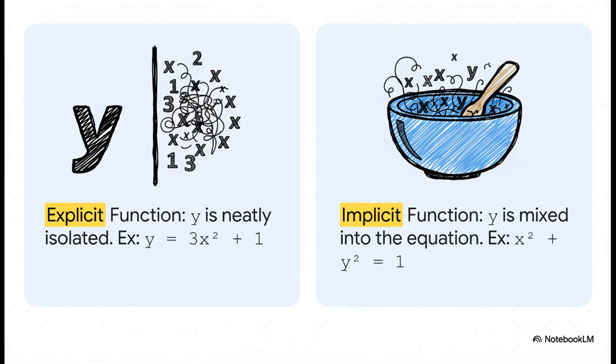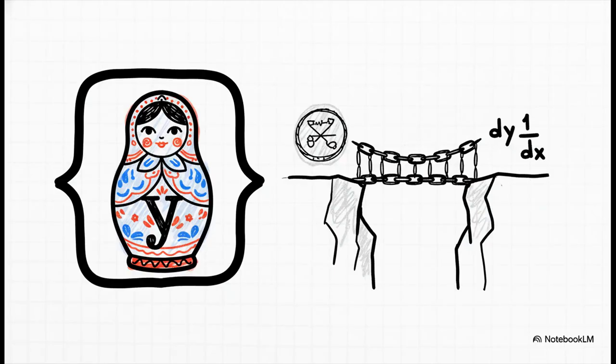But a lot of the time, variables are all mixed up together in what we call an implicit function. Think about the equation of a circle. X squared plus y squared equals 1. How on earth do you find the derivative of that? You guessed it, the key is the chain rule. We do something really clever.